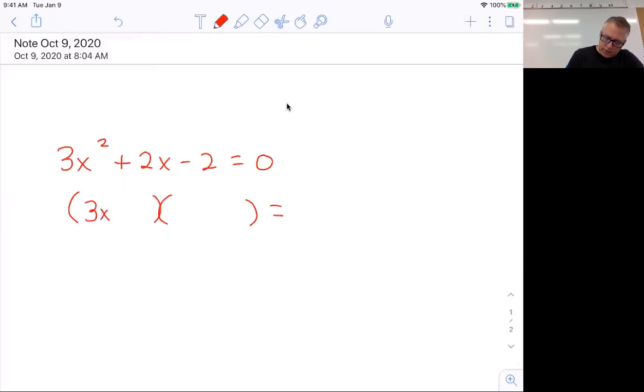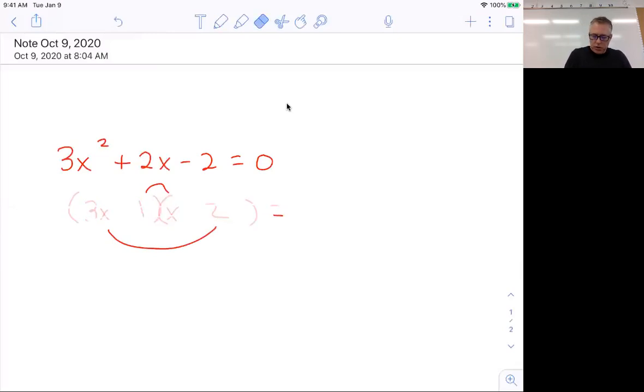I think I said 10 seconds. I usually give it 20 seconds, especially when we have a leading coefficient other than 1. But if I do 3x and x, and I try different combinations of 2 and 1, that's going to give us 3x and 2x. I can't get 2x in the middle. If I switch them and made it 1 and 2, that's going to give us 6x and 1x. It boils down to I can't factor that, okay?